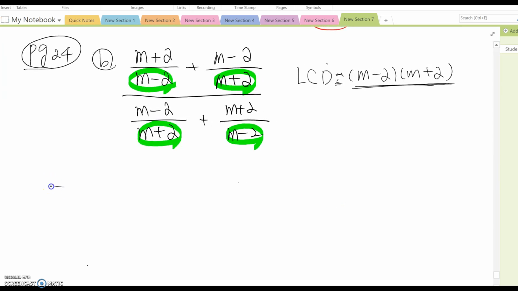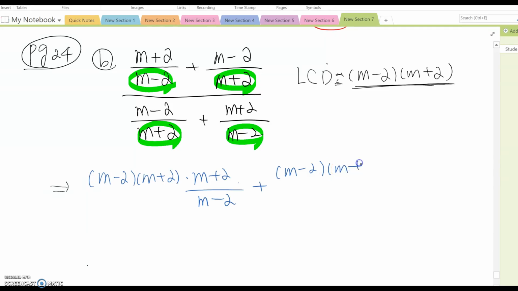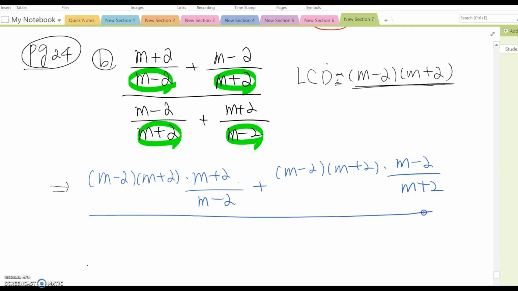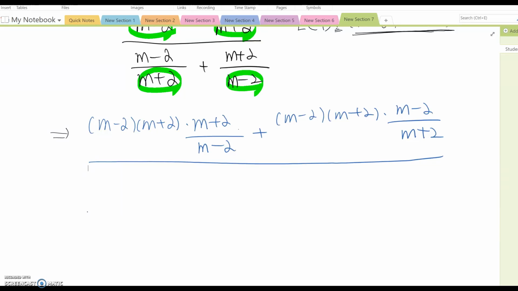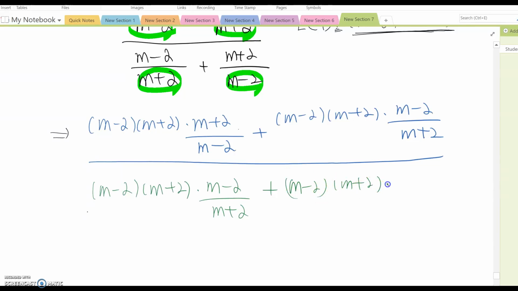So we multiply this LCD to each fraction. Then this is going to be (m − 2)(m + 2) times (m + 2)/(m − 2) plus (m − 2)(m + 2) times (m − 2)/(m + 2), over (m − 2)(m + 2) times (m − 2)/(m + 2) plus (m − 2)(m + 2) times (m + 2)/(m − 2).